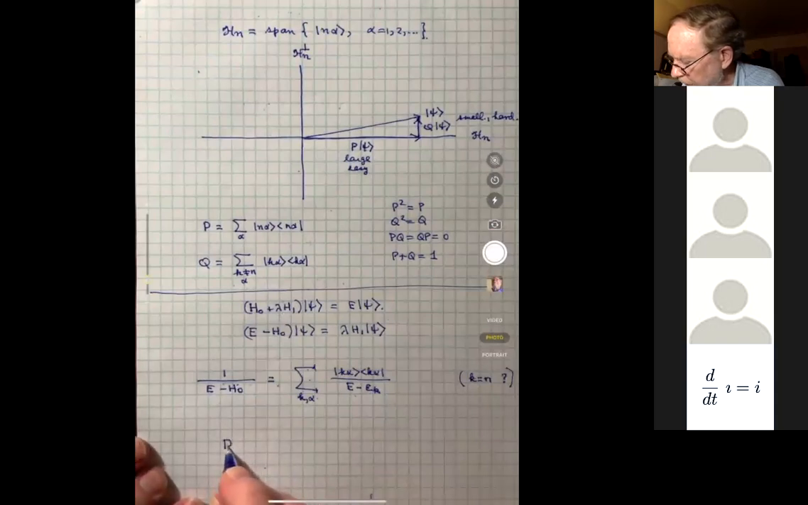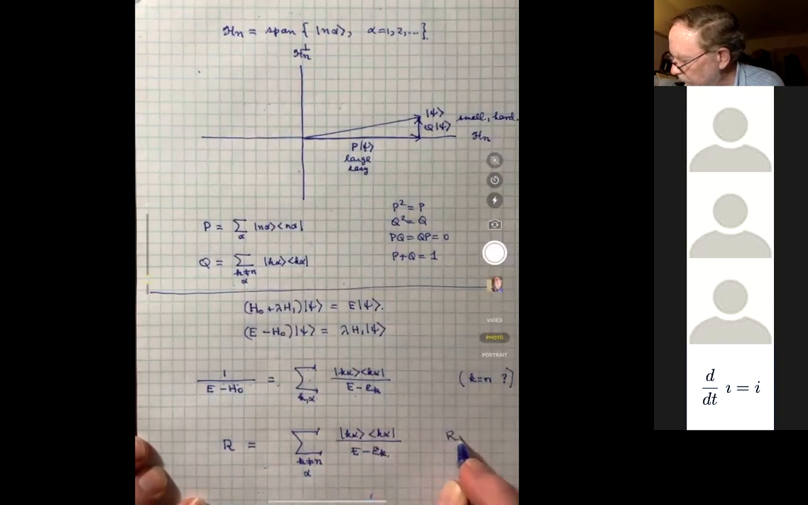And we're going to fix this by introducing a new operator, which I'll call R, which is exactly the same operator, except we suppress the terms which have the small denominator. So we sum on all k except n and alpha. Otherwise, the expression looks the same: the outer product of k alpha with itself divided by E minus epsilon sub k.